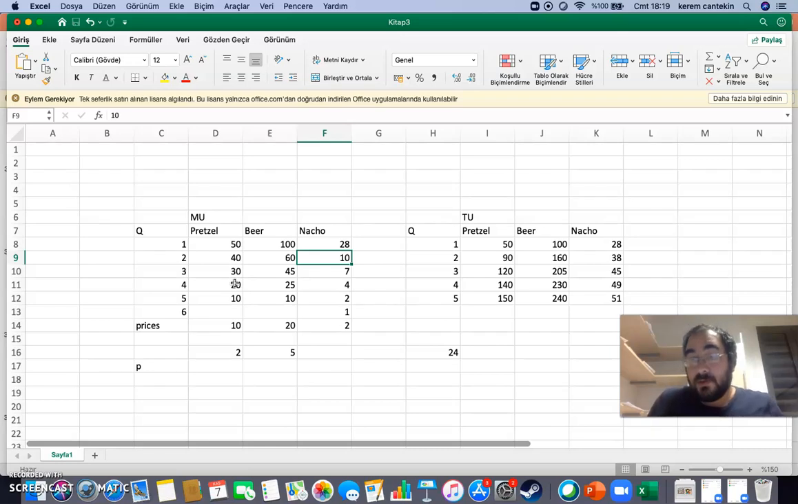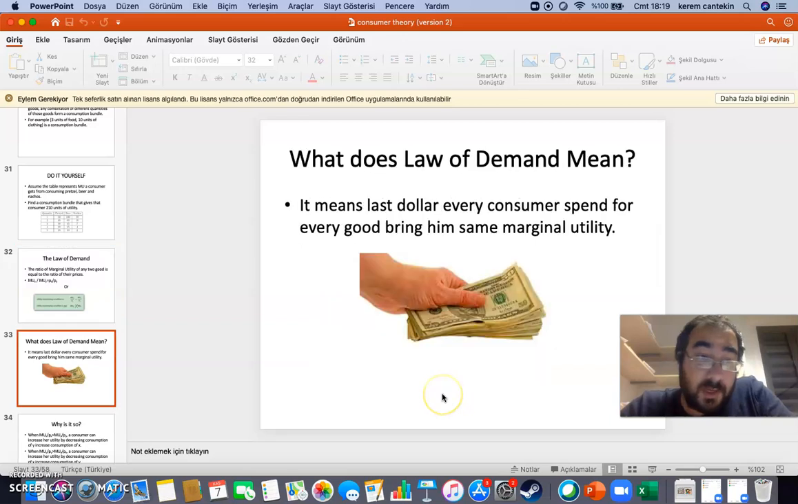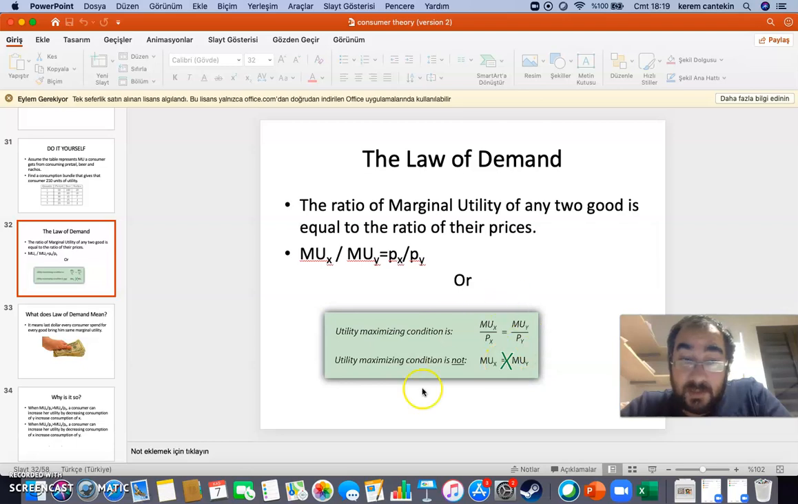So because we are able to make this comparison even for infinitesimally small units, the last dollar we spend for each different good will give us the same marginal utility. And that's why marginal utility over price for each good is the same. I hope I have shown you the reason why this equation holds.